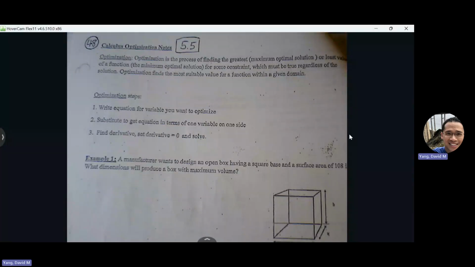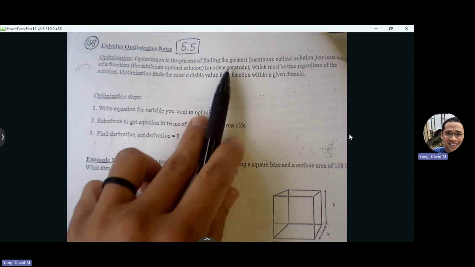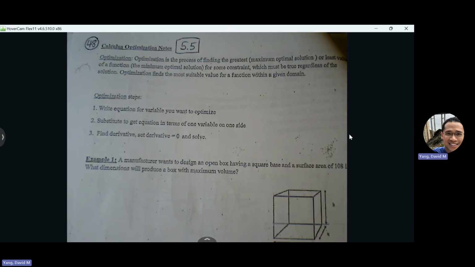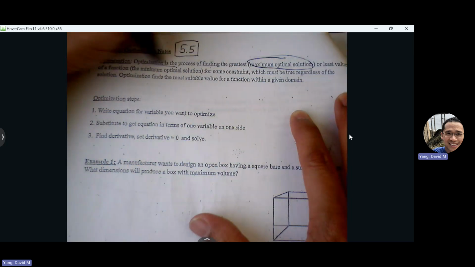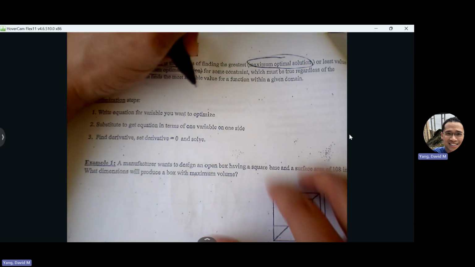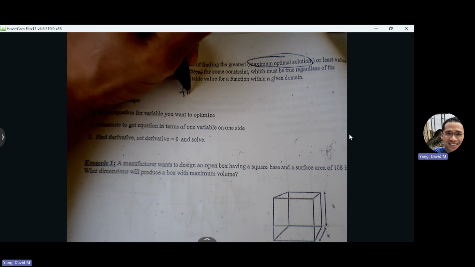All right, so optimization. Optimization is the process of finding the greatest or maximum optimal solution, or the least value, the minimal optimal solution, which must be true regardless of the solution. Optimization finds the most suitable value for the function within the given domain. Now, we don't have to worry about whether something is maximum or minimum. Really, you're just finding the critical point.